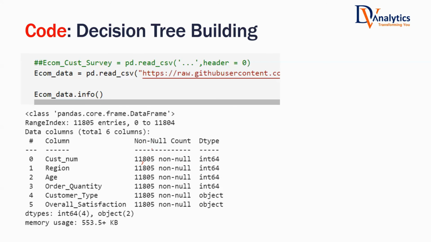You have customer number, 11,805 customers. We have customer number, customer region, customer age, customer order quantity, customer type, and whether the overall customer is satisfied or dissatisfied. So the business objective is, this particular company wants to study: is it true that customers from a particular region, particular age group, particular order quantity band, particular type of customers, prime or non-prime, are mostly dissatisfied?